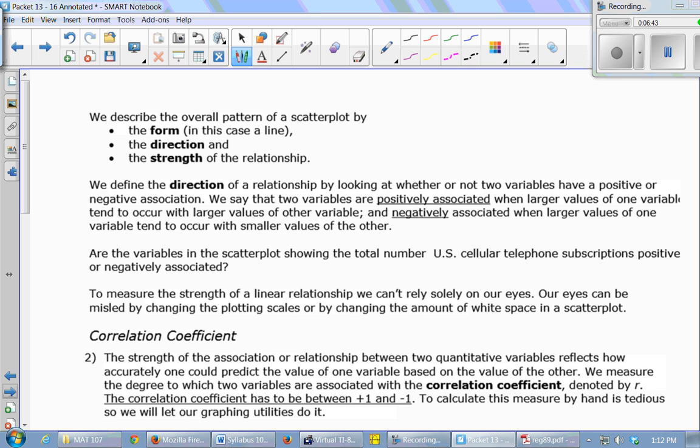The direction, meaning is it increasing or decreasing, the line. And the strength, how close are all the points to the line. Okay. We define direction by whether or not the variables have a positive or negative association. Two variables are positively associated if larger values of one tend to occur with larger values of the other. And we say two variables are negatively associated if as one variable gets big, the other variable gets smaller.